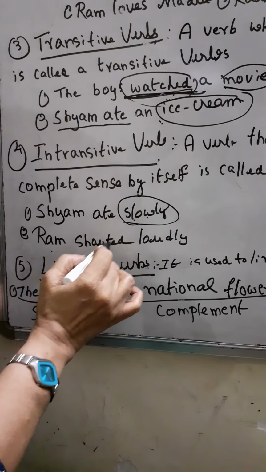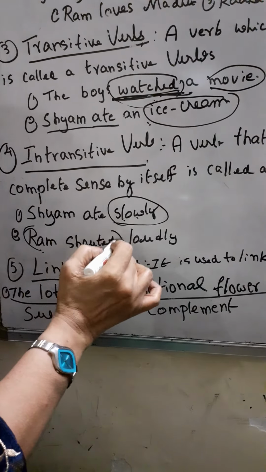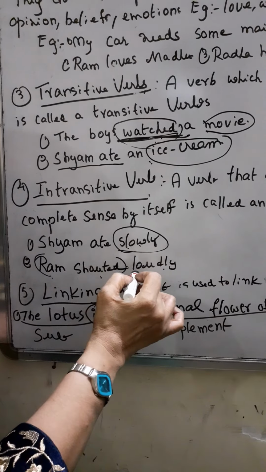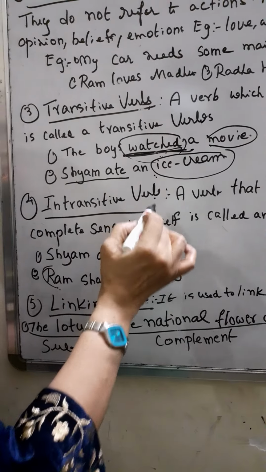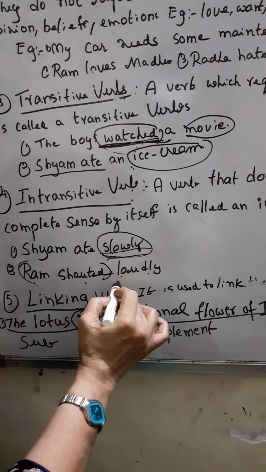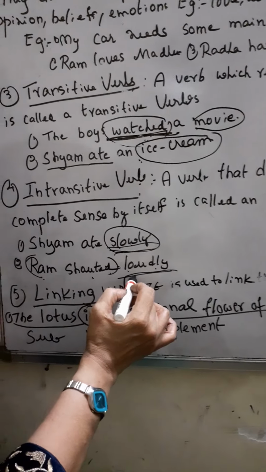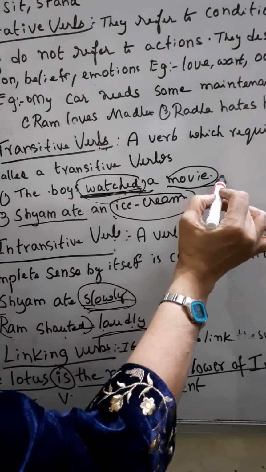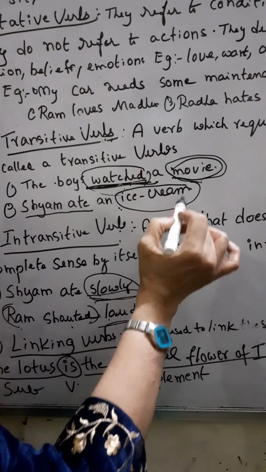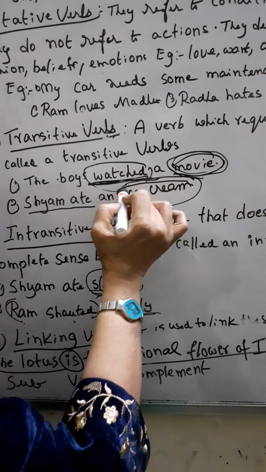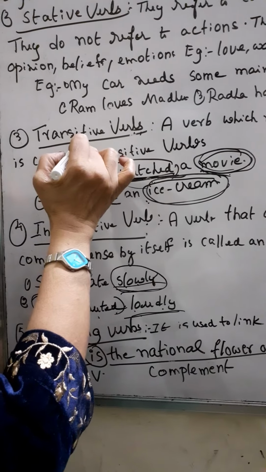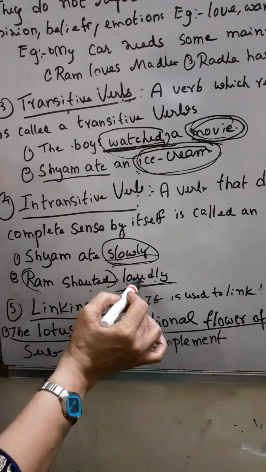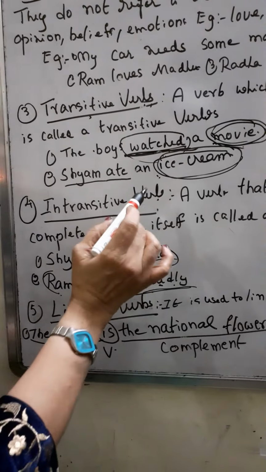Ram shouted. Ram shouted loudly. Even if you don't say loudly, it will make sense. Then it is known as intransitive verb. Here in this sentence, you don't have any object. But in transitive verbs, you have an object. You have to check if there is an object in the sentence, then it is transitive verb. And if you don't have an object, then it is known as intransitive verb.